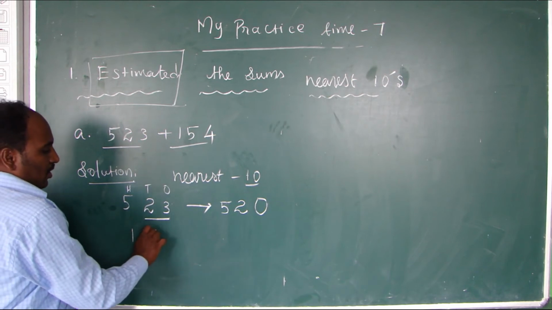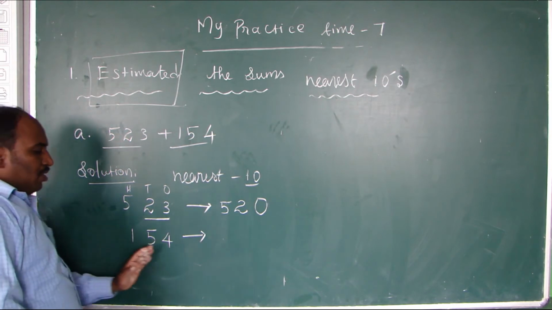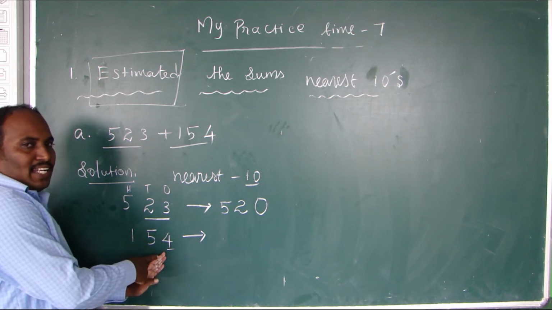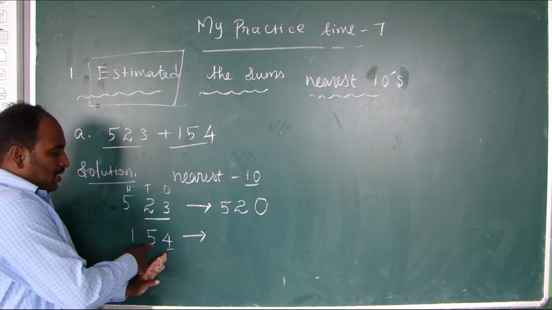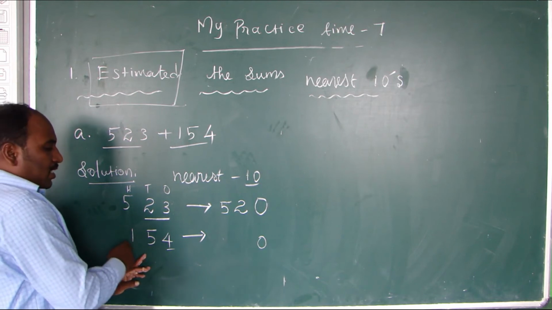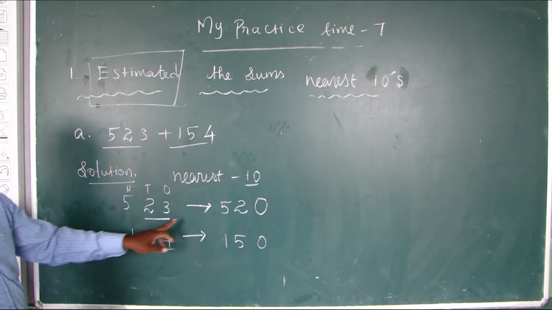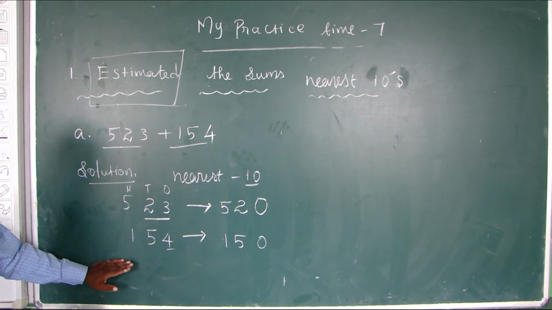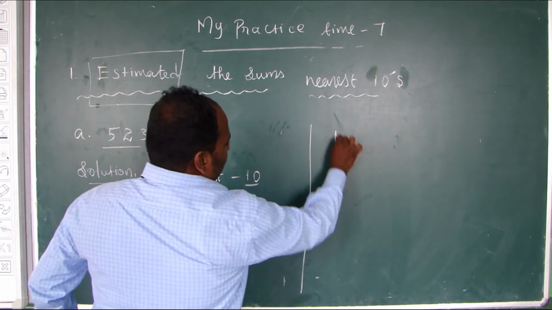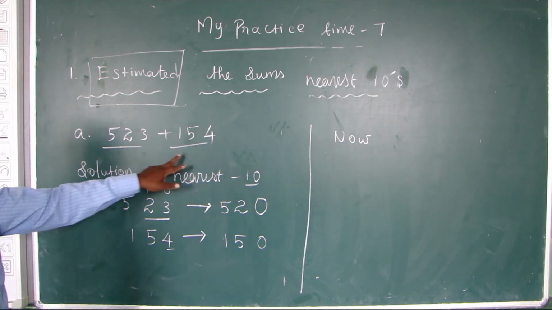Next one, 154. We want the rounded value. The ones place is 4, less than 5, so the ones place will be 0 and there is no change in the tens and hundreds places. So the rounded value is 150. 523 rounded value is 520. 154 rounded value is 150. Now, sums to the nearest tens means we add the two numbers.